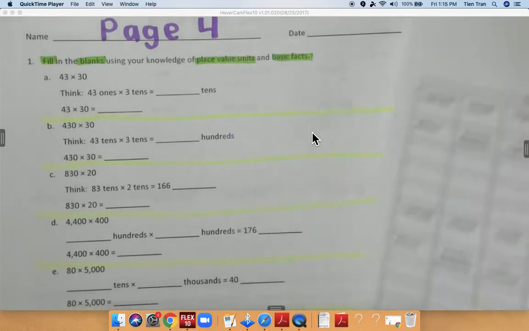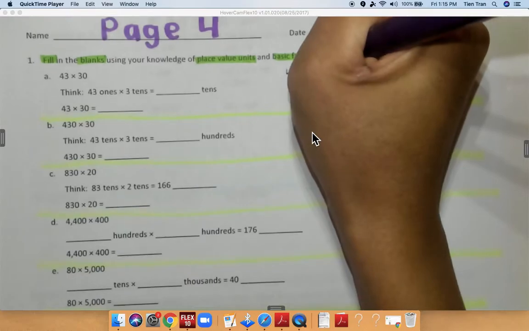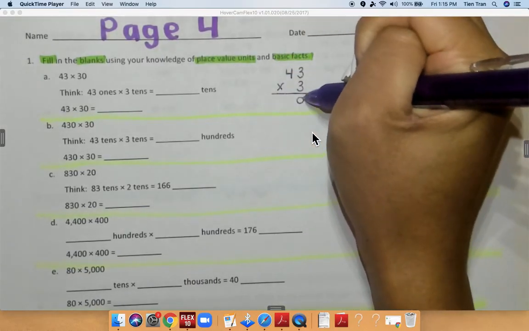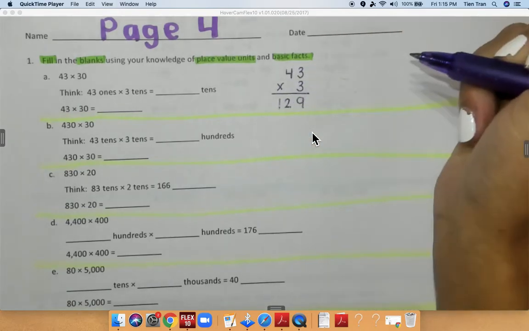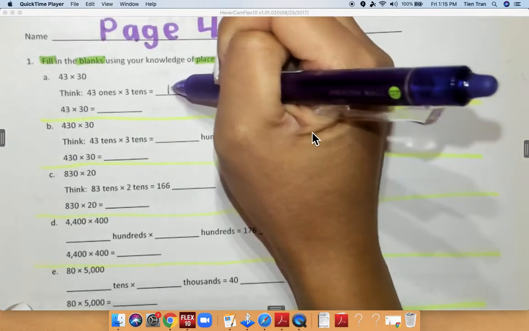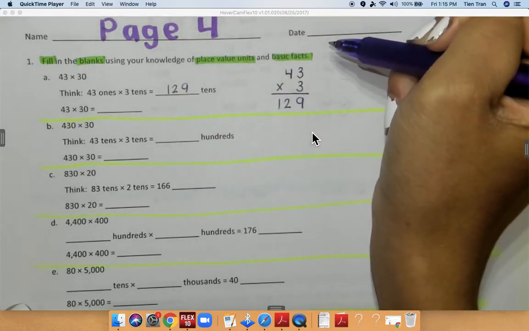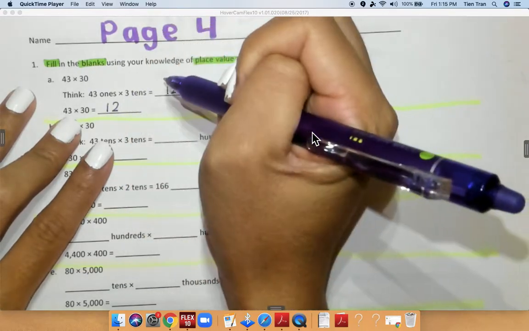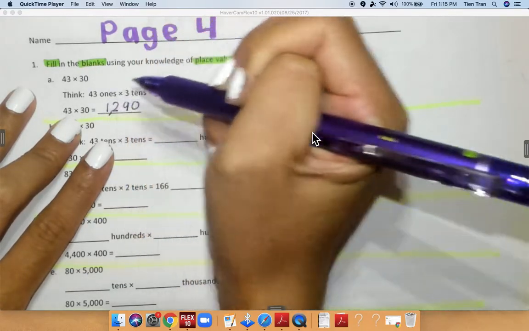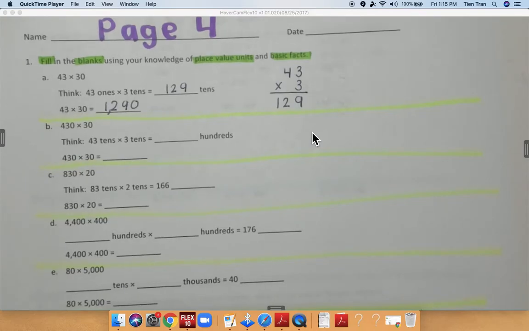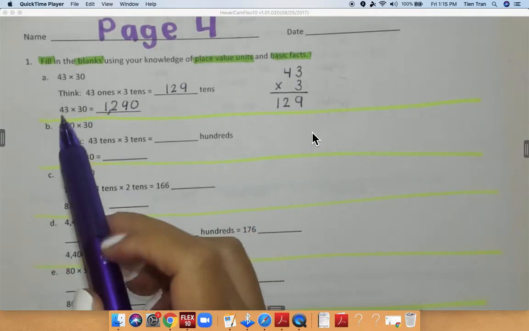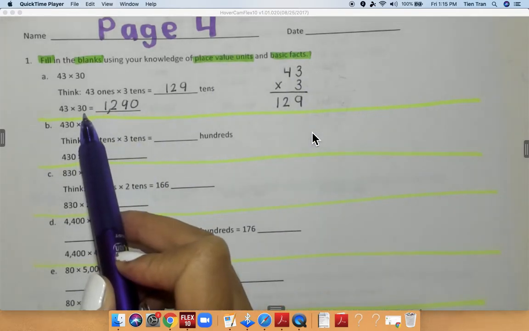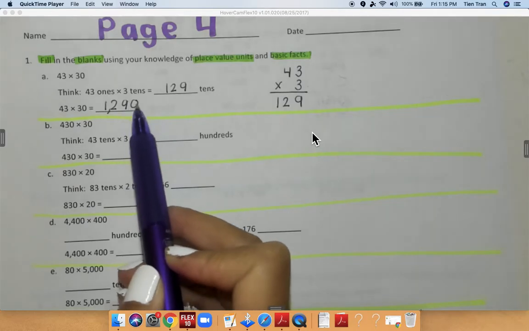So let's first multiply 43 times 3. I know that 3 times 3 is equal to 9, and 3 times 4 is equal to 12. So I have 129 tens. 129 tens means that you have 1,290 as your final answer. Okay? Because when you multiply 43 times 3, you're going to get 129, but you need to also add that 0 at the end. So we're adding that 0 at the end.